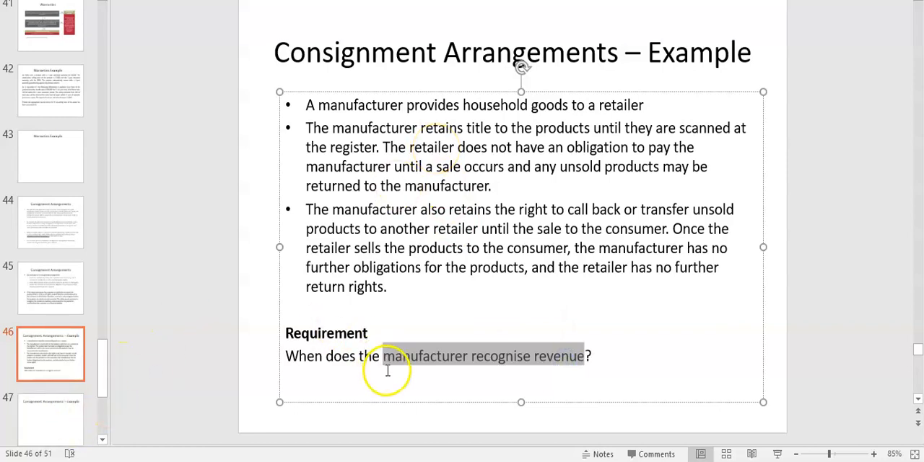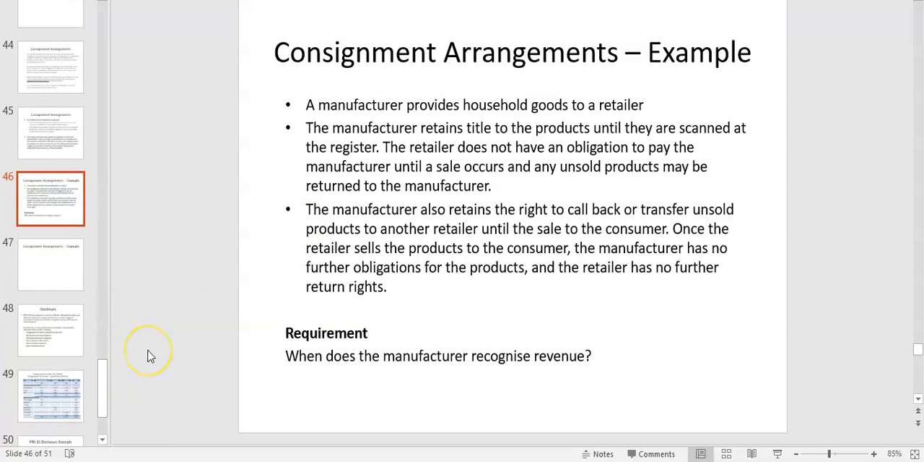Even though the goods have been transferred from the manufacturer to the retailer, the substance of the transaction is it's not a sale, because the retailer doesn't pay until they sell them on. If they don't sell them on, they can send them back, and the manufacturer can take them back at any time as well. So for all intents and purposes, this sale does not occur until the retailer sells it on to the final customer. The manufacturer will only recognize revenue once the goods are sold on.